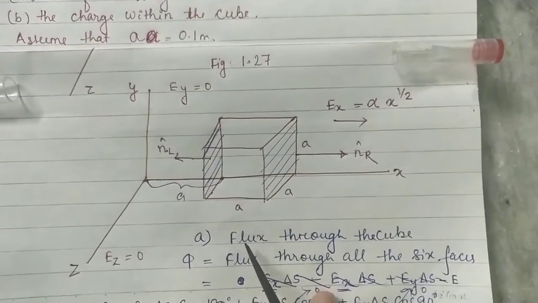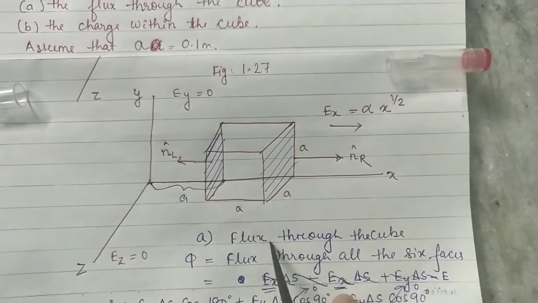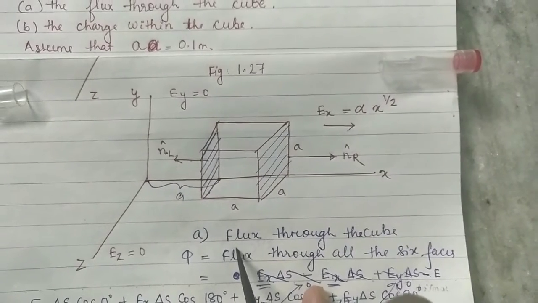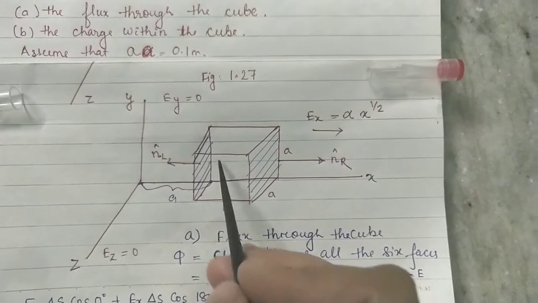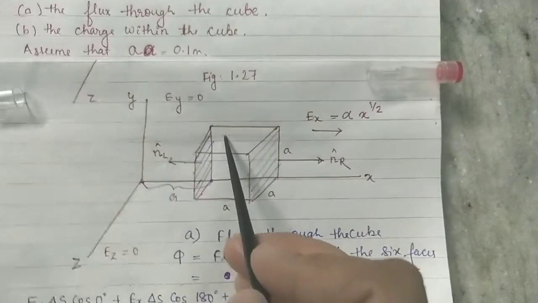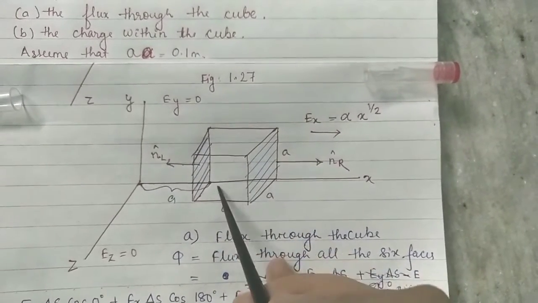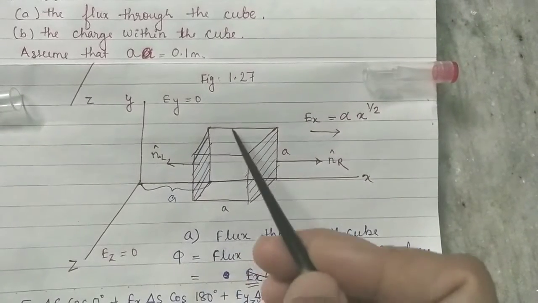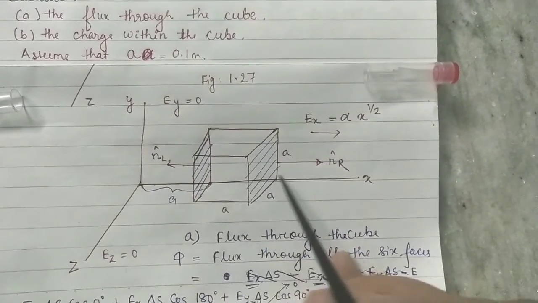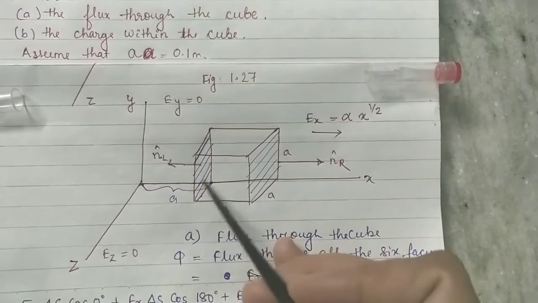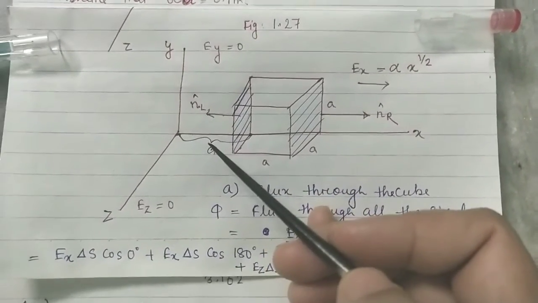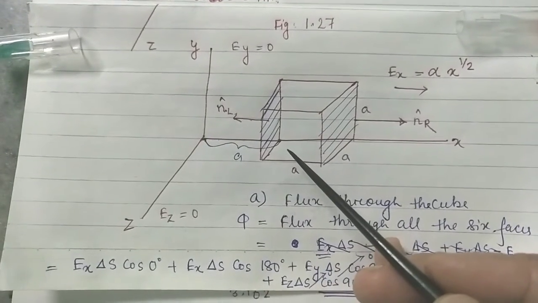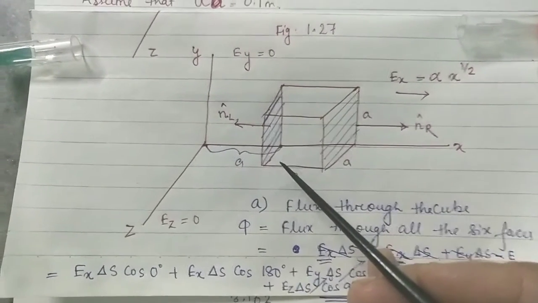First we will calculate the flux through the cube. Flux through the cube means flux through all the 6 faces of the cube. Here I am showing the 6 faces one by one, you see. Along the y component we have one face, this upper face, and lower face, 2. Then along the z component, this front and back, 4. Along the x component, this right and left. So we have a total of 6 faces. We have to calculate the flux for all the 6 faces separately, then add all the 6 fluxes, and then we'll get the net flux.